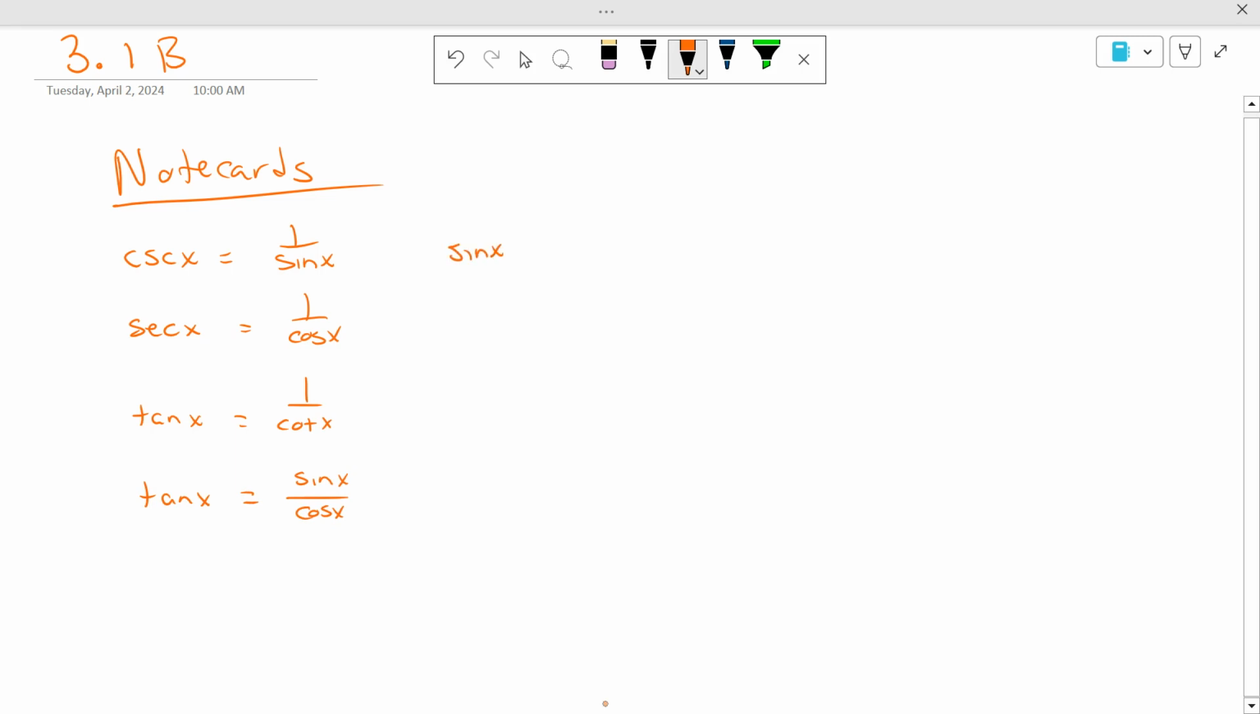The sine of x is equal to 1 over the cosecant of x. The cosine of x is equal to 1 over secant of x. The cotangent of x is equal to 1 over tangent of x. And the cotangent of x is equal to cosine of x over sine of x.